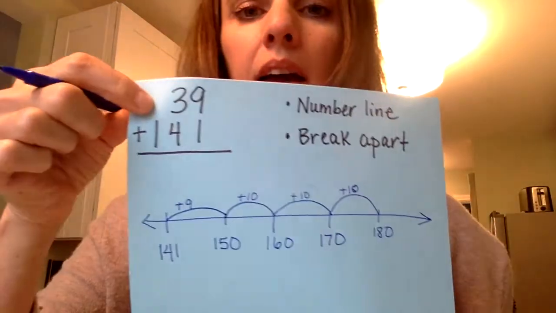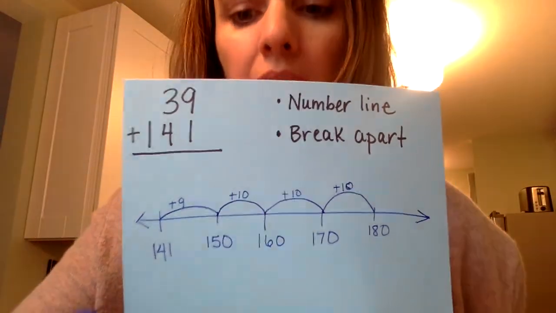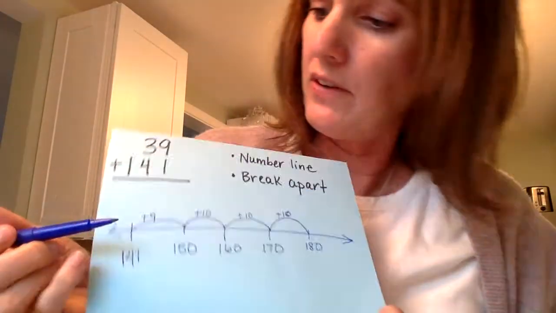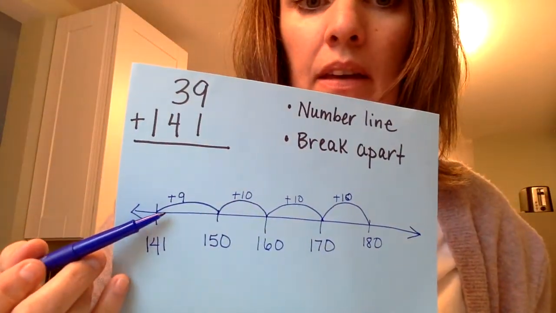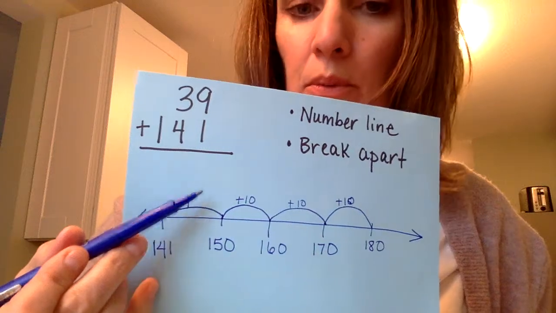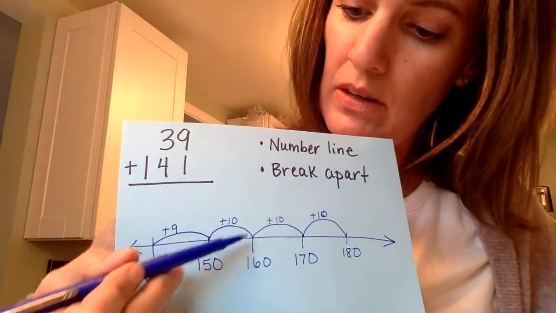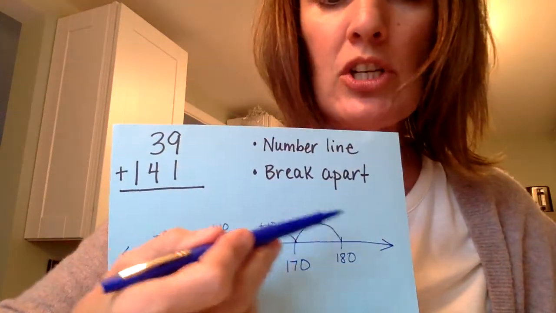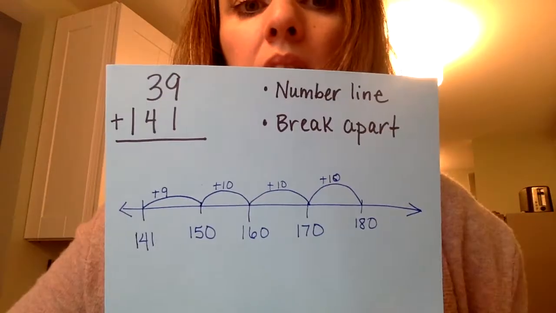So I jumped 39 right here. First I jumped 9, then I jumped one jump of 10, 2 jumps of 10, 3 jumps of 10. And I got to 180. So I'm going to put that 180.